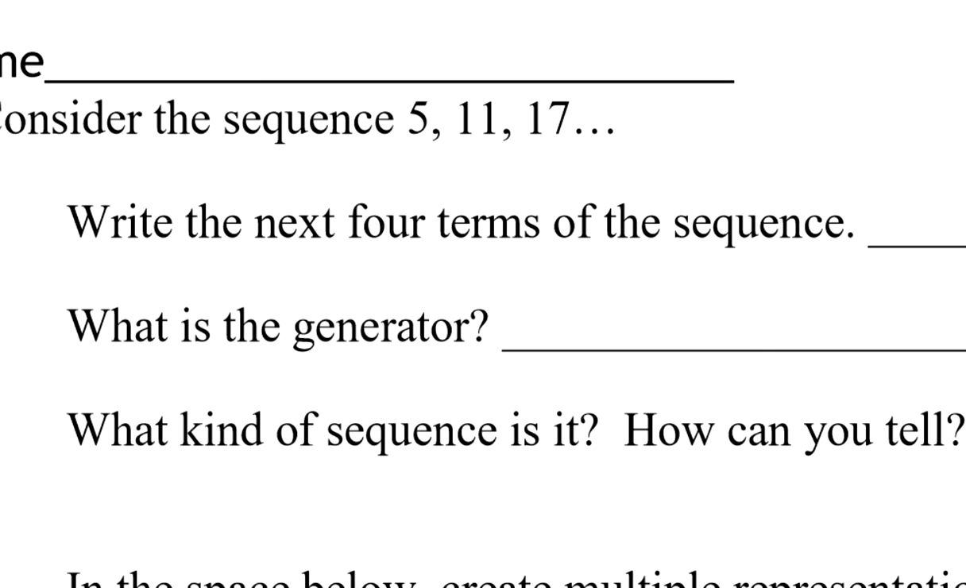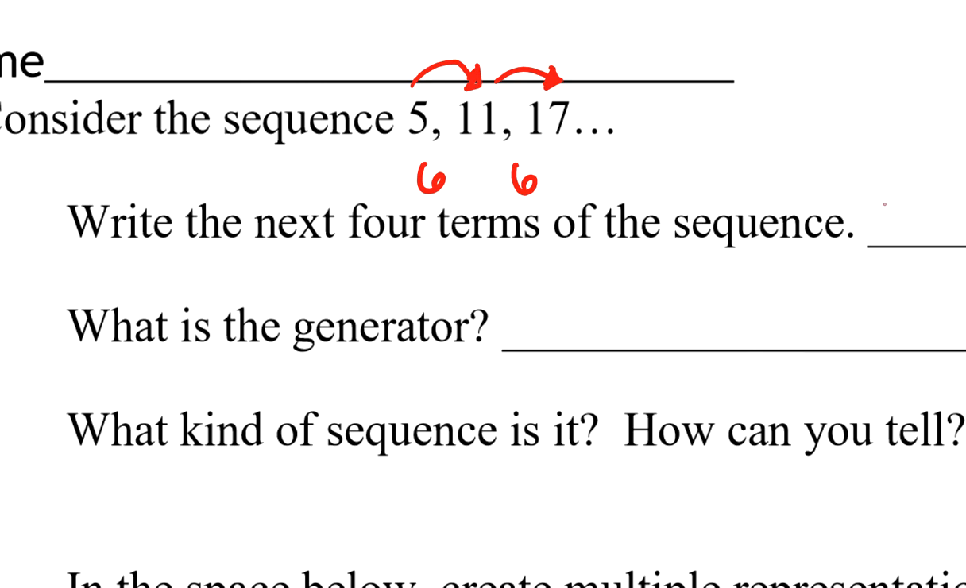This is the case. It's arithmetic. If you look, 11 minus 5 is the number 6. 17 minus 5 is also 6. So as I move forward here, each time I increase the term number by 1, the sequence is growing by 6 units. So if I'm asked to write the next 4 terms, that's what it asks for here.